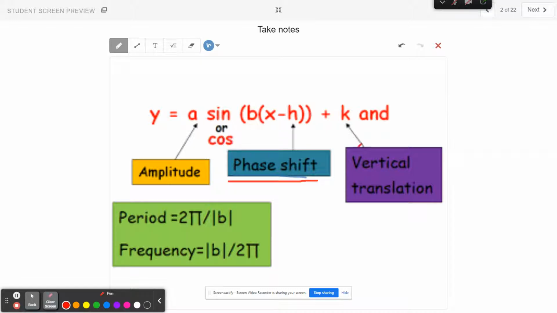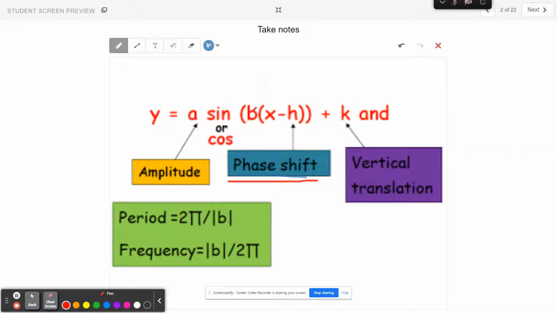Then our vertical shift is our k. Remember, that's outside the parentheses, so it's after the sine function, and that's going to move the graph up and down. What that's really going to control is the midline, so that's an important value there.